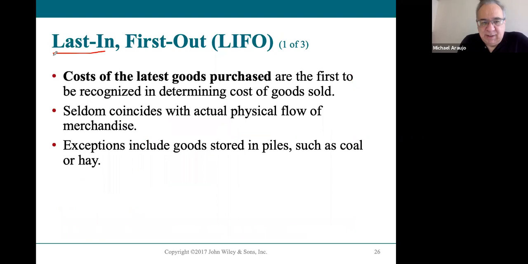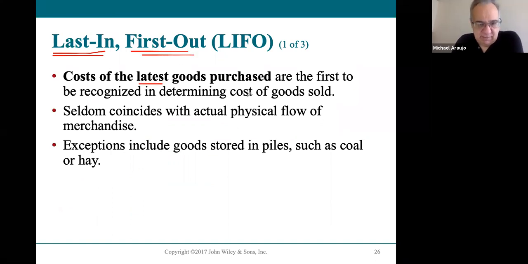LIFO is just the opposite. You're looking at the same exact list of inventory. And you're saying, look, the last ones on that list are the ones we sold first. So they're the ones that we're going to cost first. Okay. So the very latest goods that have come in is the basis for cost of goods sold.